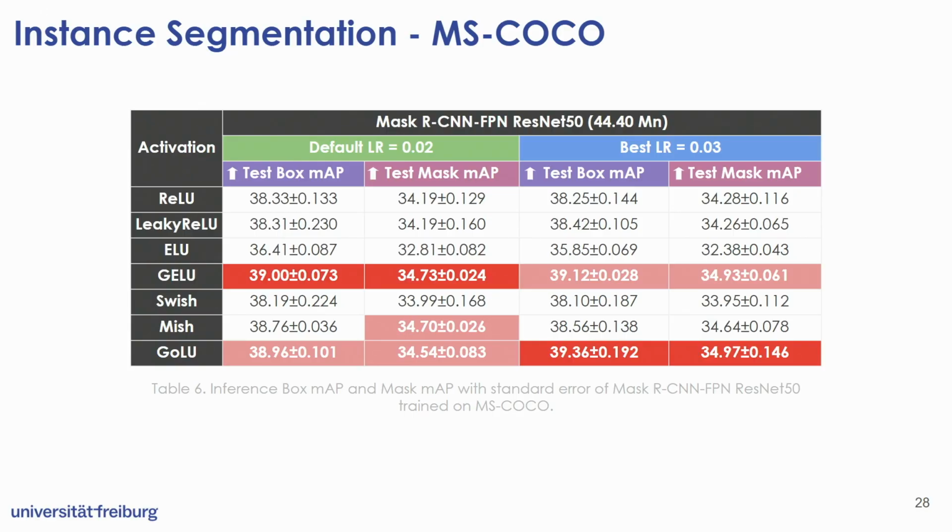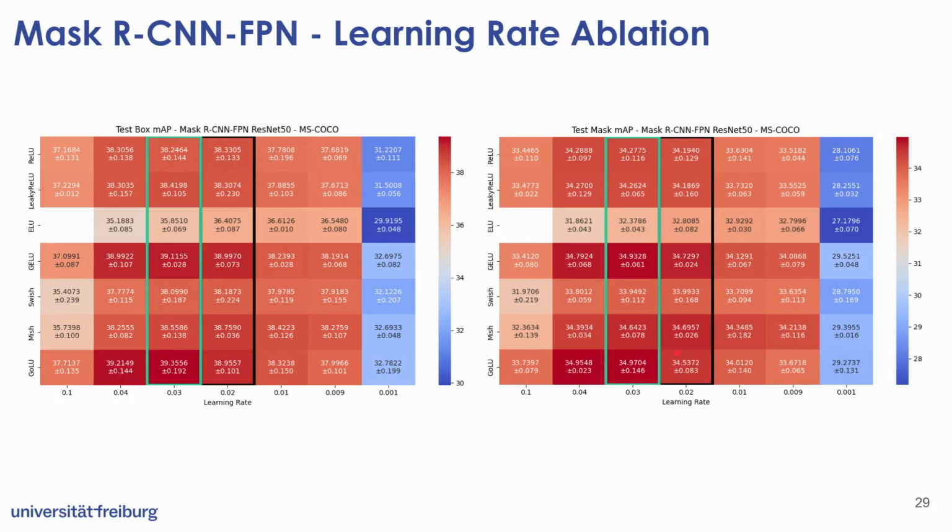The next was instance segmentation, where we again trained a Mask RCNN on MS COCO, and we observed the test box mAP and the mask mAP, and we had to do a learning rate ablation here again because the default pipeline from PyTorch or Torch Vision did not help here. And with the learning rate ablation that we did, we found similar results as the semantic segmentation, that going to a relatively higher learning rate of 0.03 gave us a better performance.